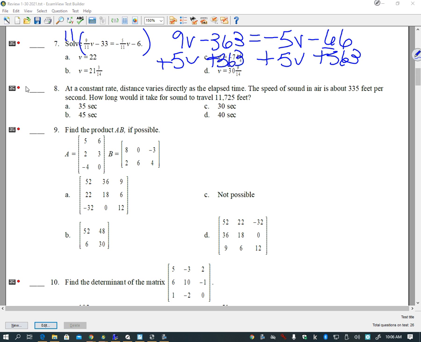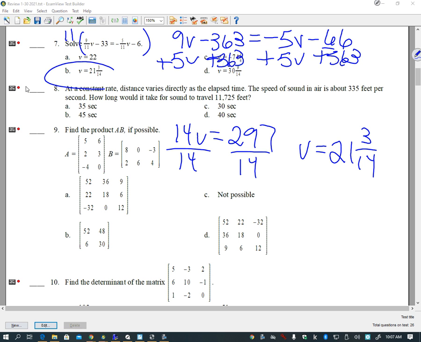What's 9v plus 5v? 14v. And what's negative 66 plus 363? 297. Divide by 14. V equals 21 and 3/14.